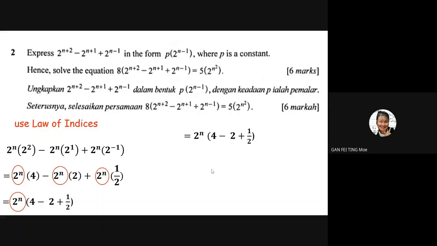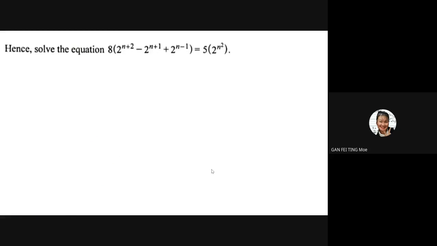This is the working for the first part. Then now we continue. Then only you go to the second part. Hence, solve the equation of this. So how to solve? This is the part that you were looking for just now. From the question earlier, this is what we got just now. So we are going to replace this expression with what we have earlier, the red color from the first part. 5 multiplied by 2 to the power of n minus 1 multiplied by 8 equals 5 times 2 to the power of n squared.